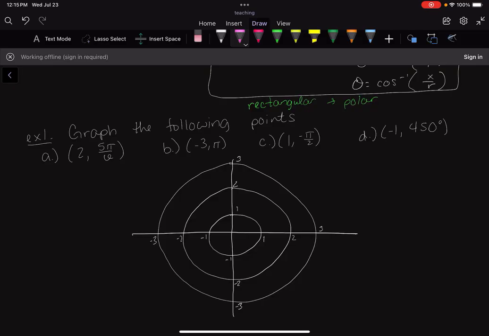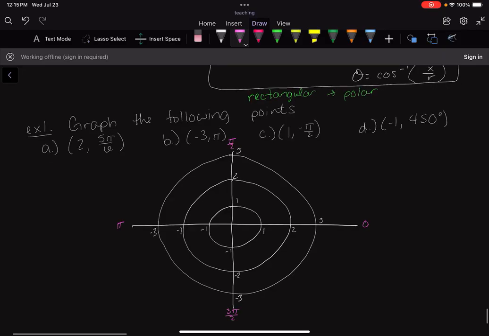And I'll remind you of our angles. So this is 0, whether it's radians or degrees. This is pi over 2. This would be pi. And this would be 3 pi over 2. So it's like you're looking at circles instead of, well, it's a little hard to say, but instead of an XY plane, you're looking at circles instead, circular shapes.